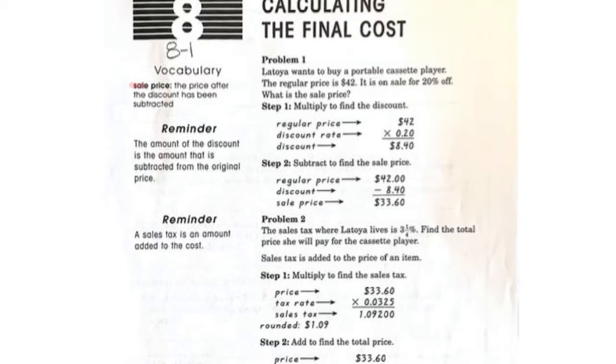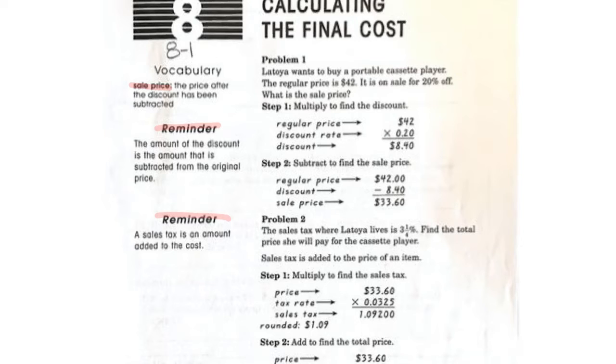Now, our vocabulary. We have sale price, which is the price after the discount has been subtracted. Reminder, the amount of the discount is the amount that is subtracted from the original price. And reminder that a sales tax is the amount added to the cost.